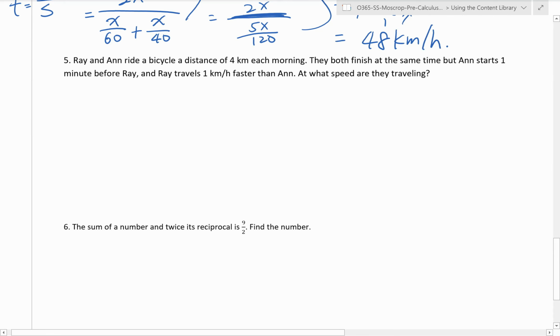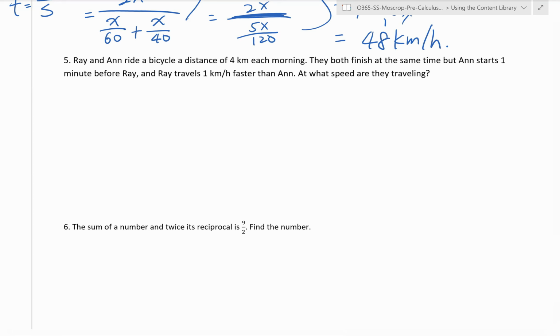So Ray and Ann ride a bicycle a distance of 4 kilometers each morning. They both finish at the same time, but Ann starts 1 minute before Ray, and Ray travels 1 kilometer per hour faster than Ann. At what speed are they traveling? Okay, so it's quite a bit of information here.